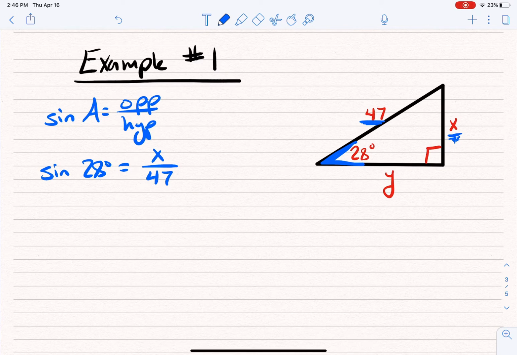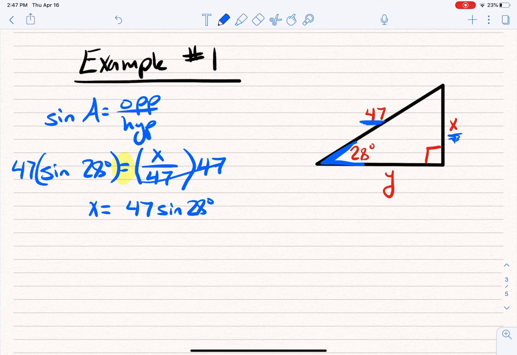And this is actually an incredibly easy algebra equation to solve. How do we get x all by itself? Well, x is almost by itself. It's just being divided by 47. So back in pre-algebra, we learned inverse operations, and if it's being divided by 47, then we need to multiply it by 47. But to keep the equation equal, we have to multiply both sides by 47. So we multiply this side by 47. These two cancel out, and that leaves us with x is equal to 47 times the sine of 28 degrees.